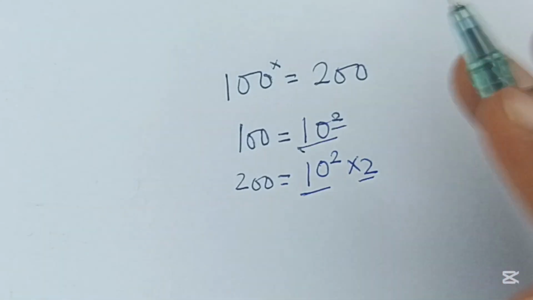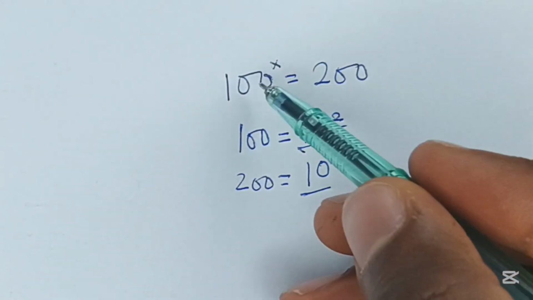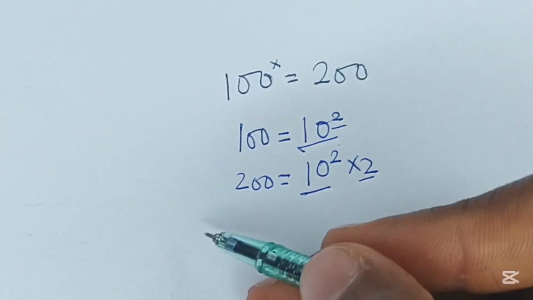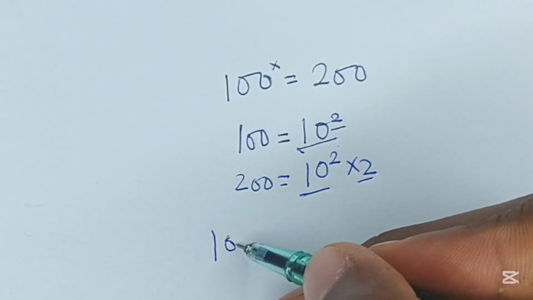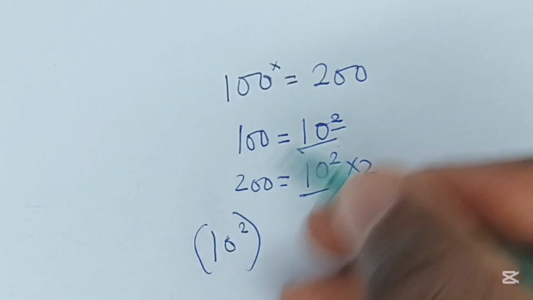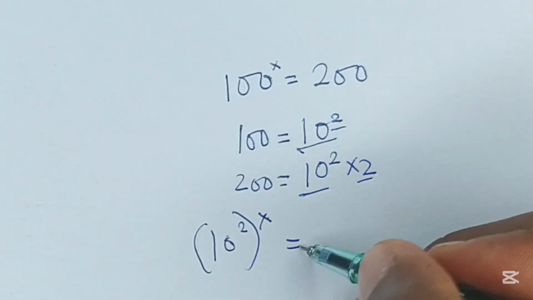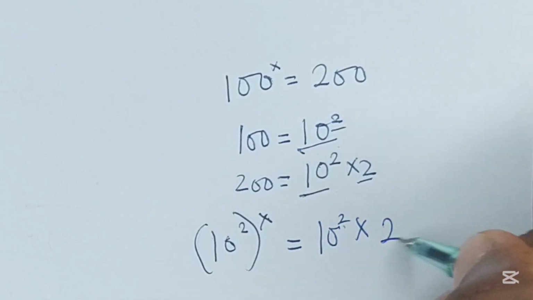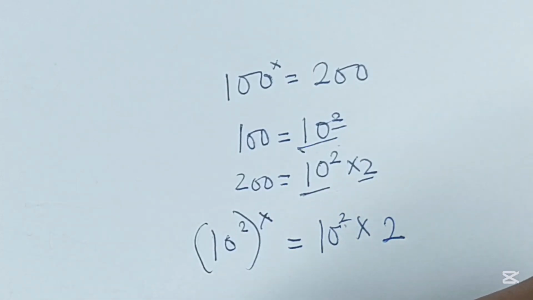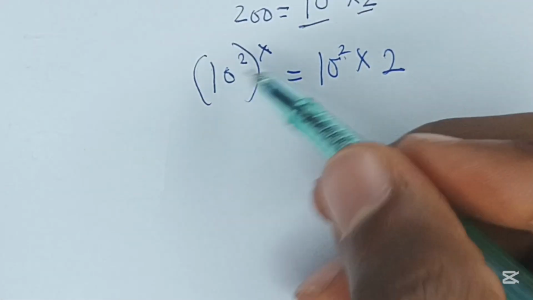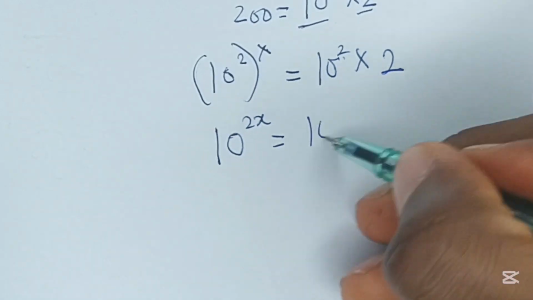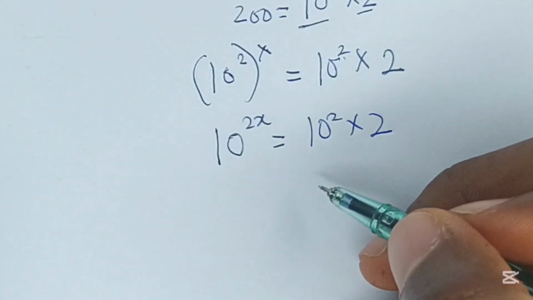Okay, now let's apply this quickly. We'll substitute 100 for this and substitute 200 for this. So we have 100 to be 10 to the power of 2, and then we have it all to the power of x to be equal to 200, which is 10 squared times 2. Now, when you have this, you multiply the powers. So we have 10 to the power of 2x to be equal to 10 squared times 2.